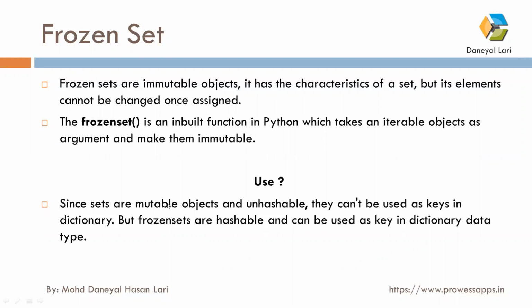Since sets are mutable, we know that these objects are unhashable. So these types of objects are mutable, so they are unhashable. They cannot be used as keys in a dictionary, but frozen sets are hashable and can be used as keys in dictionary data types. So this is one of the uses of frozen set. Okay, so how to make the frozen set? Let's see with an example also.